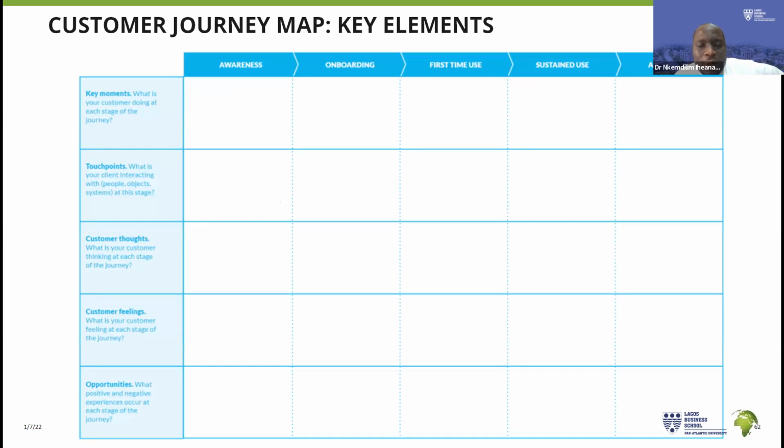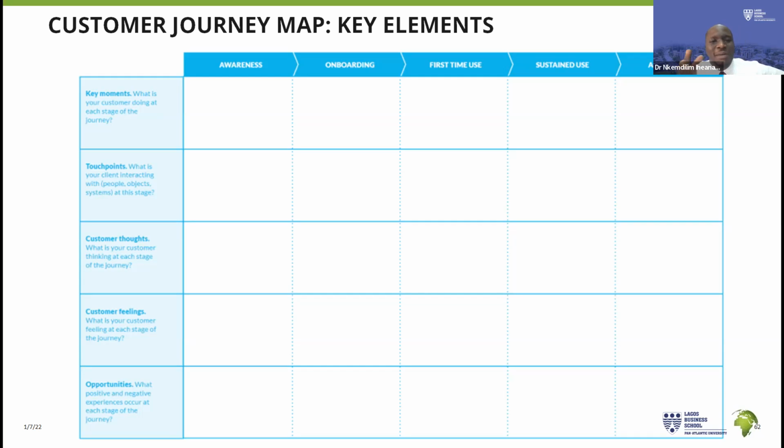Now, what are the key elements of the customer journey map? You have the awareness stage, you have the onboarding, you have the first time use, you have sustained use, and you have advocacy. Now, at the awareness stage, the 5 elements you're trying to map along this customer journey is, okay, what are those key moments that trigger and enhance the awareness of this product?